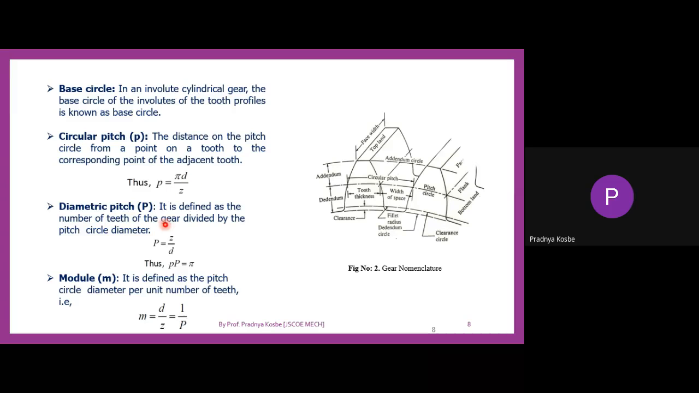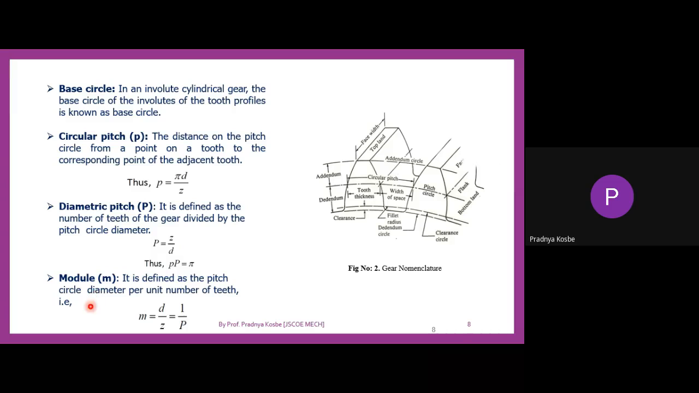Then diametral pitch. It is defined as the number of teeth of the gear divided by the pitch circle diameter. So circular pitch and diametral pitch are different things. Diametral pitch is equal to Z divided by D, where Z is the number of teeth on the gear and D is the pitch circle diameter. So circular pitch into diametral pitch is equal to pi.